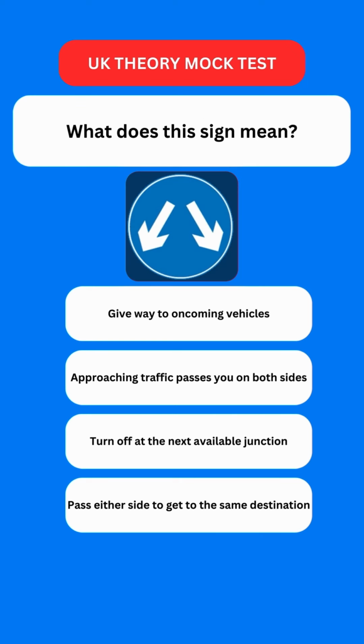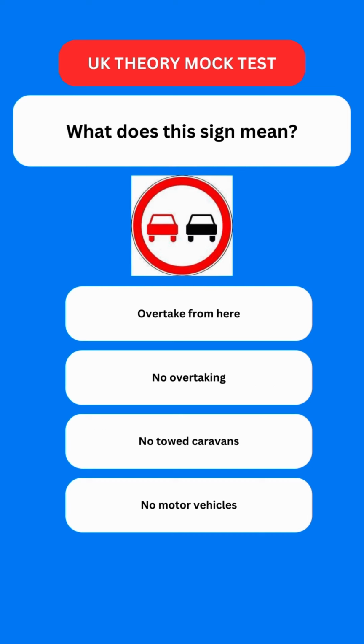Next question is, what does this sign mean? Options are give way to oncoming vehicles, approaching traffic passes you on both sides, turn off at the next available junction, or pass either side to get to the same destination. So the correct option is the second one. This means that approaching traffic can pass you on both your sides. Next question is, what does this sign mean? Options are overtake from here, no overtaking, no towed caravans, or no motor vehicles. So the correct option is the second one. This sign means no overtaking.